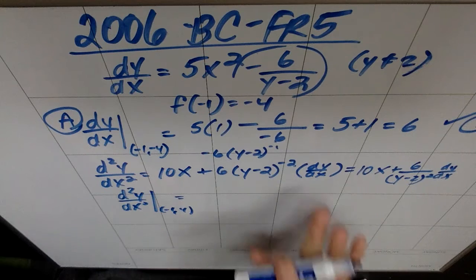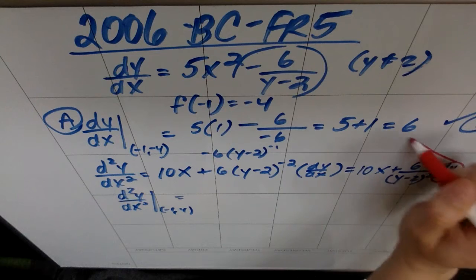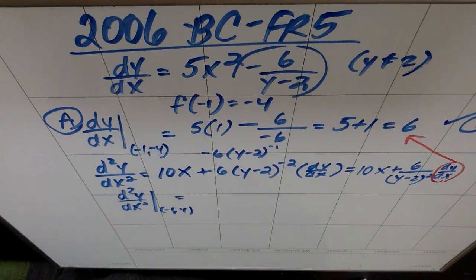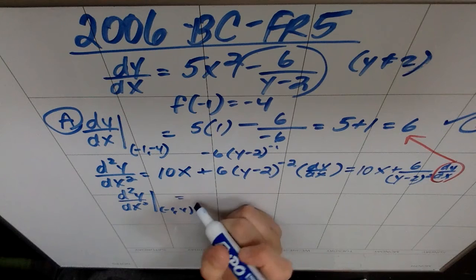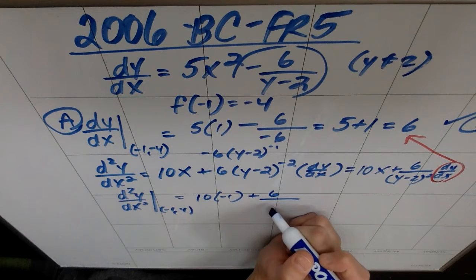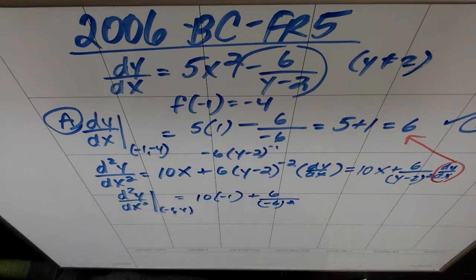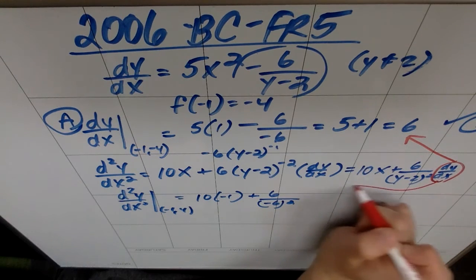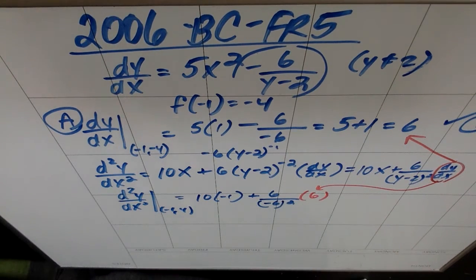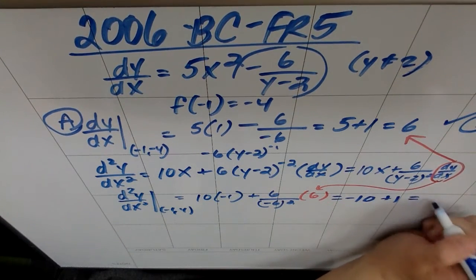Conveniently, I've already evaluated the dy/dx piece at (-1, 4). It's a 6. So I would just go ahead and plug in: this is 10 times negative 1, plus 6 over what seems to be a negative 6 quantity squared, times what seems to be a 6, because again I want dy/dx evaluated at that point, and that's a 6. When I clean this up, I get negative 10, and this seems to be 36 over 36. So that's negative 10 plus 1, and I just get negative 9.